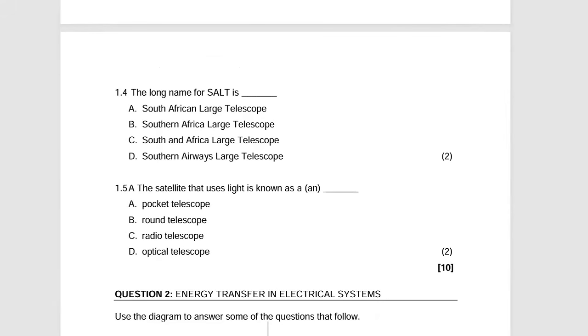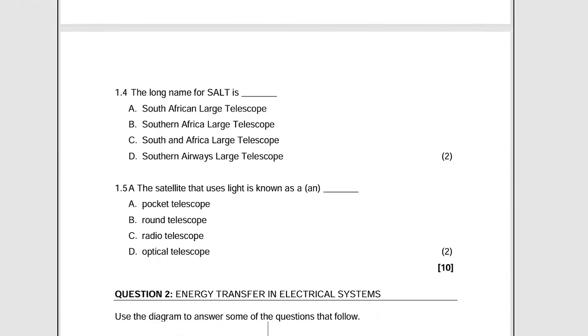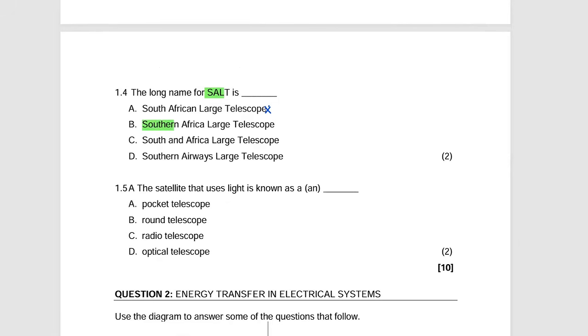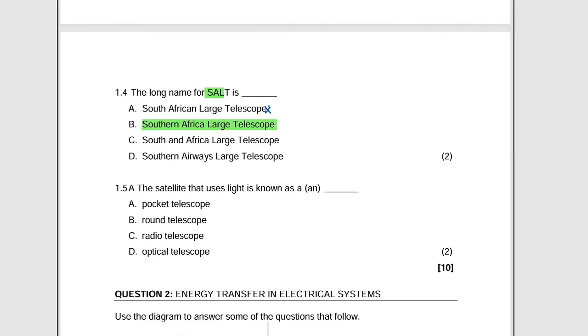Then the long name of SALT is, right? So here we're given an acronym and then we are supposed to know the long form of it. So option A says South African large telescope, so our option A is incorrect. Then B says Southern African Large Telescope. So yes, it should be Southern African Large Telescope, so our option B is the correct one there. Then C says South and Africa large telescope. Then D also said Southern Airways large telescopes. They are all incorrect. So our option B is the correct option.